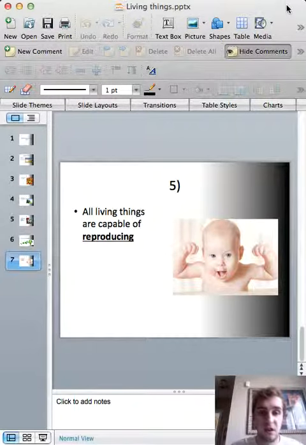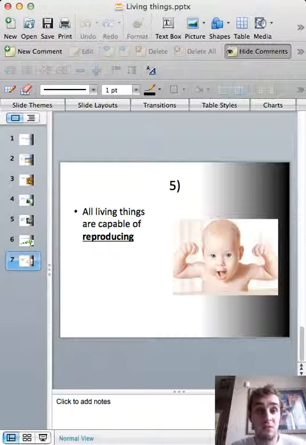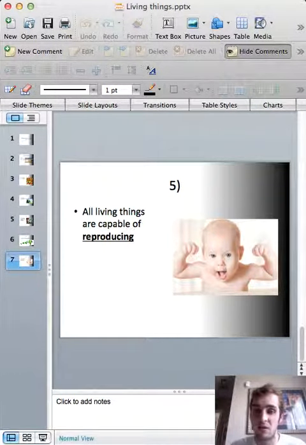Now the last and the fifth characteristic is that all living things are able to reproduce. What does reproduce mean? Well, it means having the ability to make babies, offspring, new versions of oneself. We were all born from our mothers, right? That's reproducing. Plants can reproduce too, but many do it in a very different way than humans and animals.